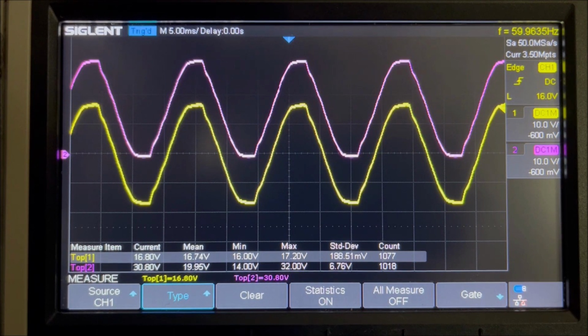Switch that over. There we go. And that adds a bias to it, and it brings the voltage across the diode up above the zero line, and it says the peak of that one is 32 volts now, and the other one is at 16 volts. So yeah, we're basically doubling the voltage across that diode. So that's all there is to it.